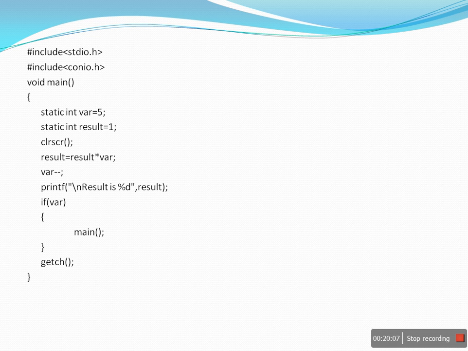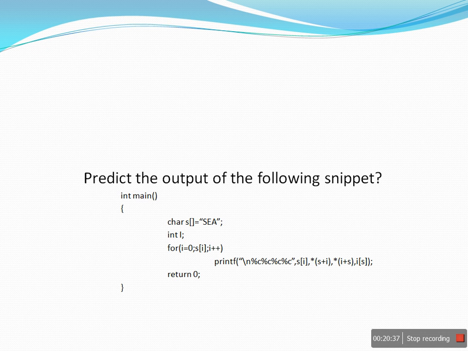So we have taken one example for writing this. First we have created one variable, integer variable equal to 5, and a static int result equals 1. Now result equals result multiplied by variable, and variable is decremented by 1. Now we are printing the value of result. If variable is true, then it will call the main function recursively. When it becomes 0, it will come out of the control. Okay. Now this will print your factorial as 120.